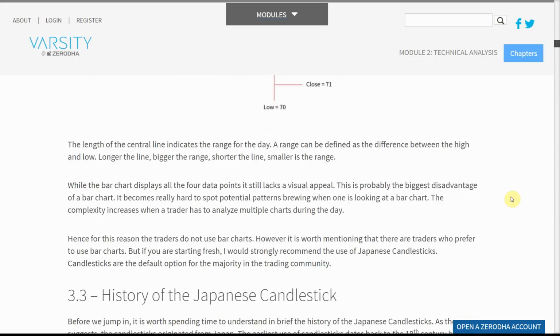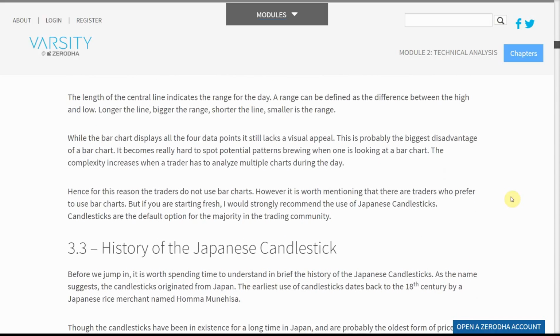The length of the central line indicates the range for the day. A range can be defined as the difference between the high and low. Longer the line, bigger the range. Shorter the line, smaller is the range.